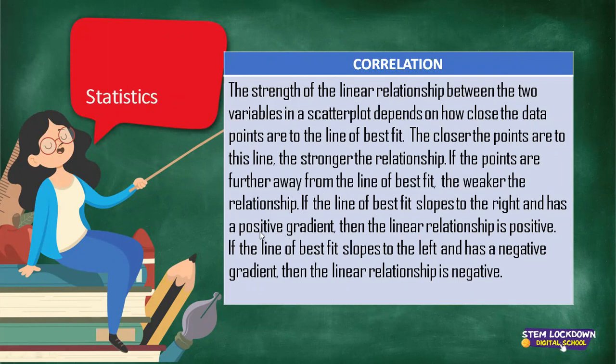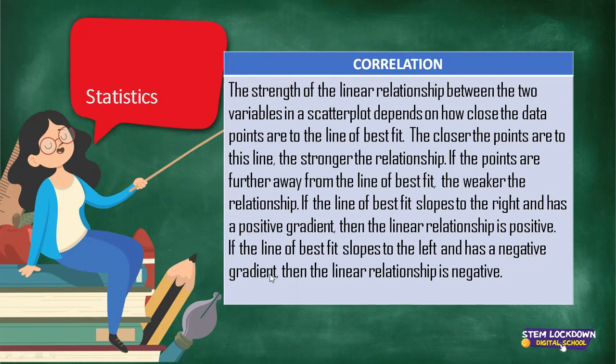Such a linear relationship is also a positive relationship because it slopes upwards, because the gradient is positive. And if the line of best fit slopes downwards to the left, then we're saying that it has a negative gradient.